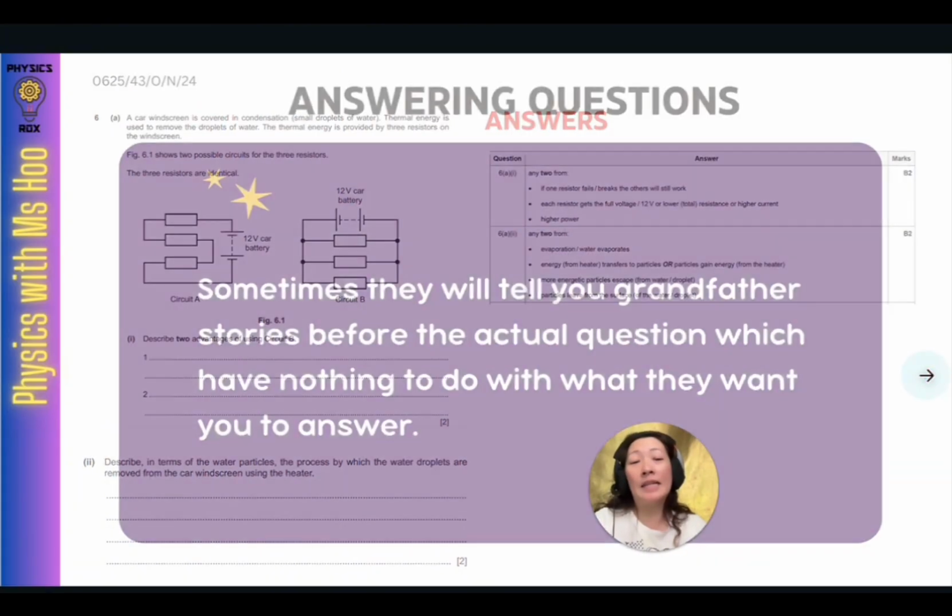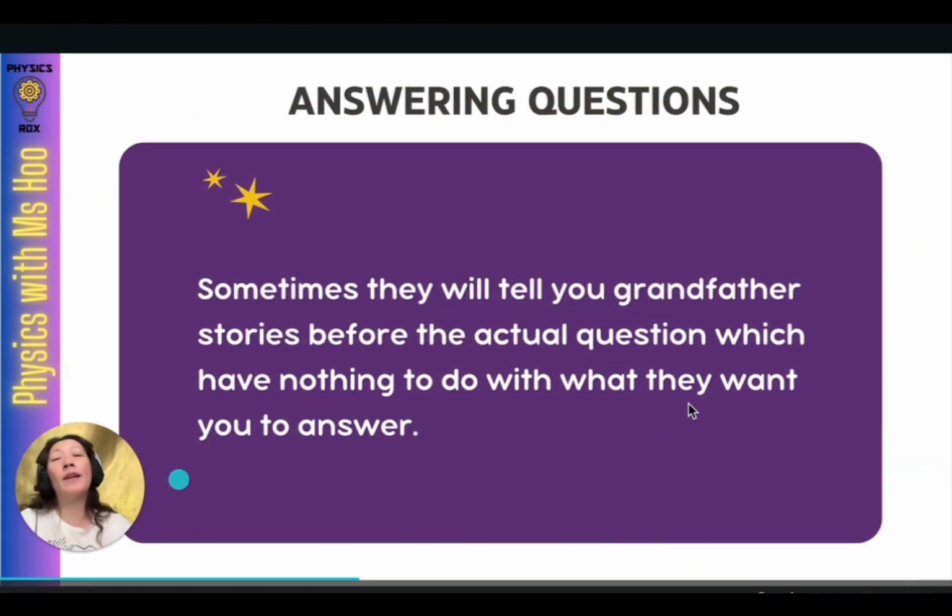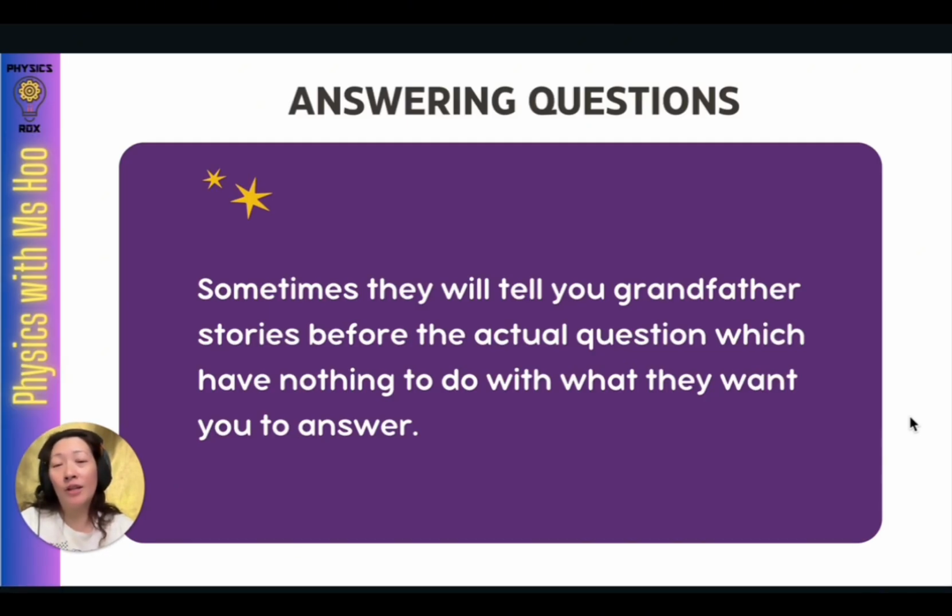Now I want to stress again and again and again, always read the question carefully, because sometimes they can phrase a question in a confusing way, so that you think they're asking you about one thing, but really they're asking you for another. Yes, sometimes they will tell you grandfather stories before the actual question, which have nothing to do with what they want you to answer. Now, this isn't true for all questions. Most of the time, they'll give you a prelude, which kind of hints at what they want you to answer, but sometimes they'll give you something that has nothing to do with what they really want you to say. So let's take a look at some examples.